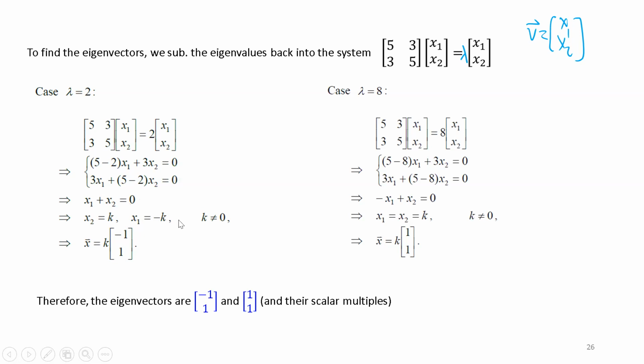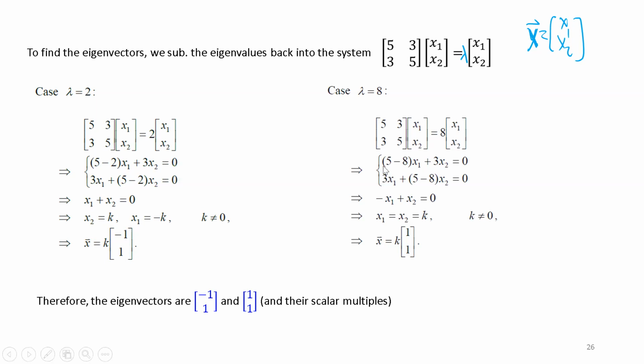And remember that we are not interested in the 0 solution, so k is not 0. Therefore, this vector x is really (-1, 1) times any scalar k. So this is one eigenvector. I'll just call this (-1, 1) the eigenvector corresponding to lambda equals 2.